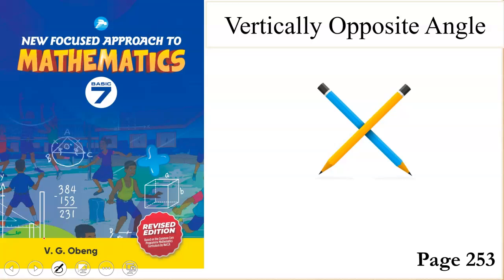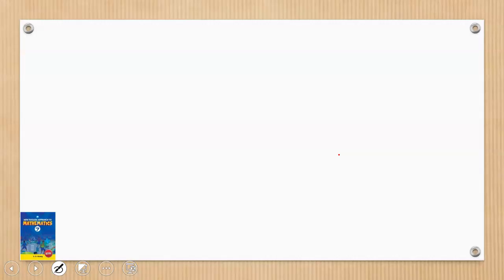And in this video, we are looking at vertically opposite angles. This lesson can be found on page 253 of your book, Vertically Opposite Angles. You can even see it from here. So these angles are vertically opposite. These angles are vertically opposite. So let's see what happens here.